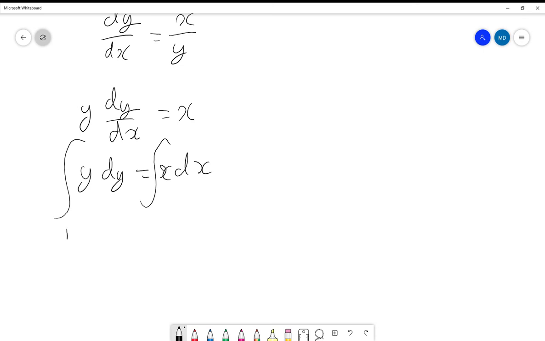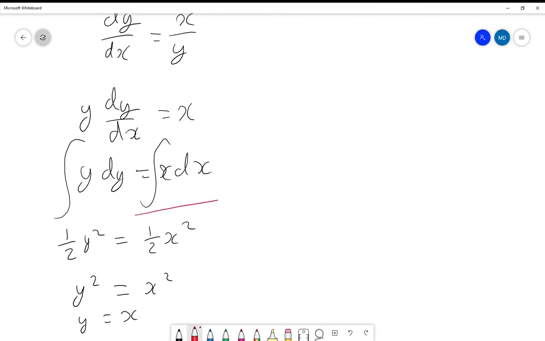We get here a half of y squared is equal to 1/2 of x squared. And then we can just multiply by 2. We get y squared equals x squared, and therefore y equals x. Nice and simple. Except, hopefully, you notice what I missed. At this point here, after we've done the integral, we need to put plus c on the end. And then here we're going to get plus 2c, which I can just call c1, a different c.